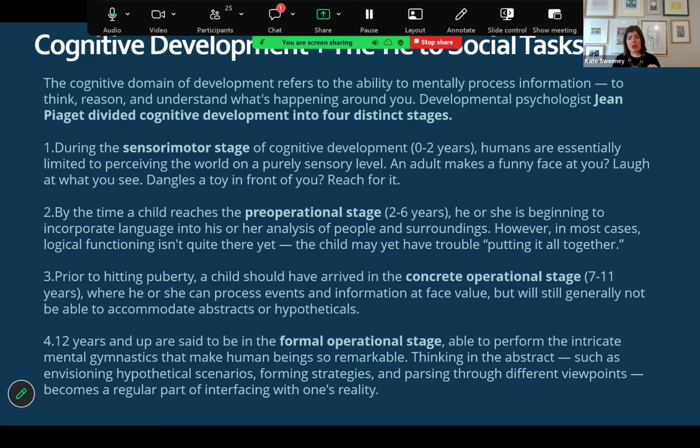And then formal operational stage, starting at age 12, but then going really for the rest of our tasks in life. That's when we're considered able to perform intricate mental gymnastics that make human beings interact well, right? So thinking in the abstract, envisioning and planning for different scenarios, forming different strategies to navigate those, and understanding different viewpoints on something. You can see all of those things are applied in the cognitive, but really contribute to our interaction with other human beings.